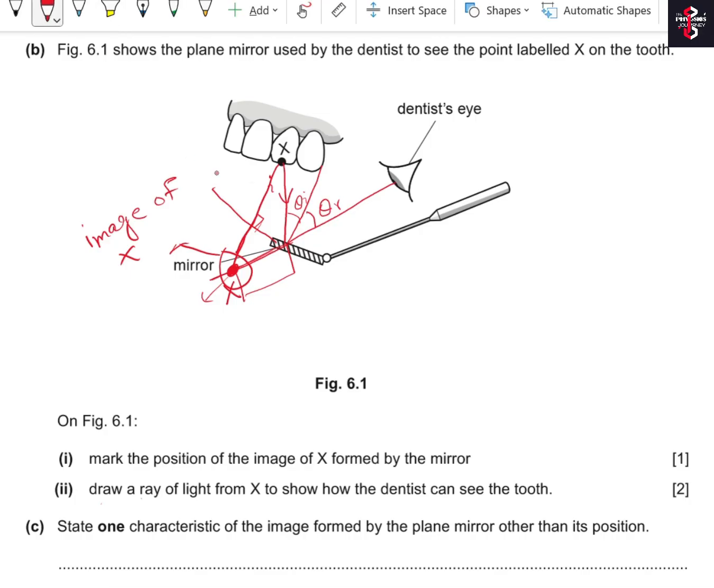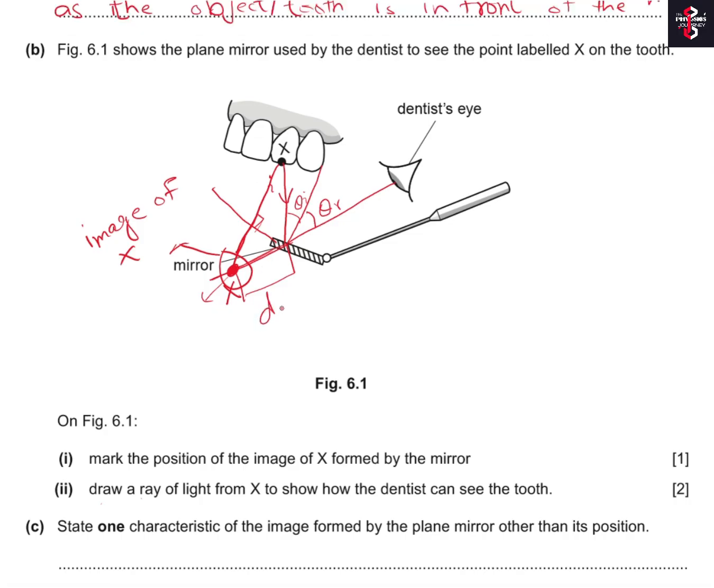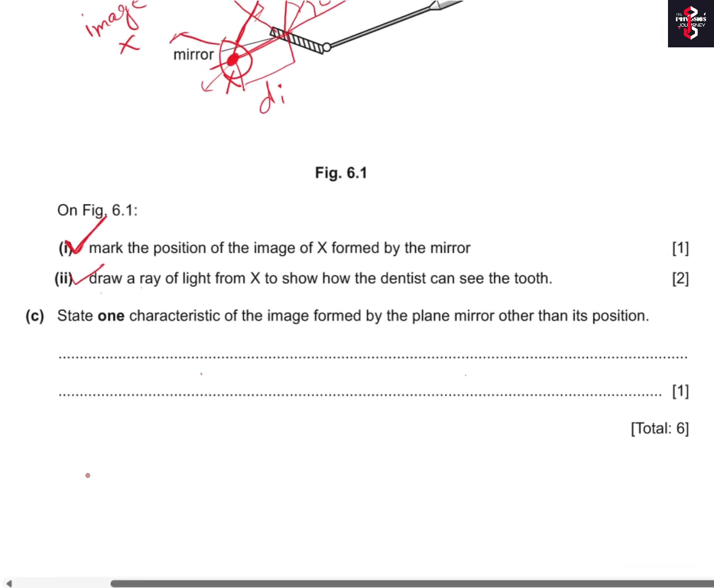Let me explain it again. This is the distance of the image. This will be marked as DI, and this is the distance of object from the mirror, which you can say is the DO. So both of the parts are covered just by drawing a ray diagram. A ray diagram also tells us the position of the image formed, and the whole rays, incident ray, reflected ray, theta i, theta r, are elaborated clearly.